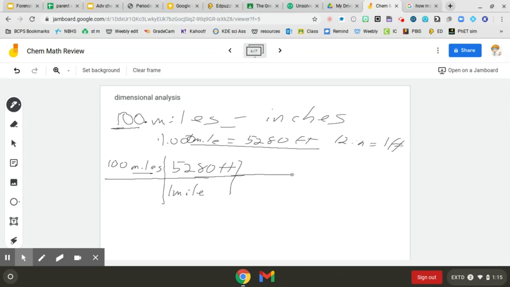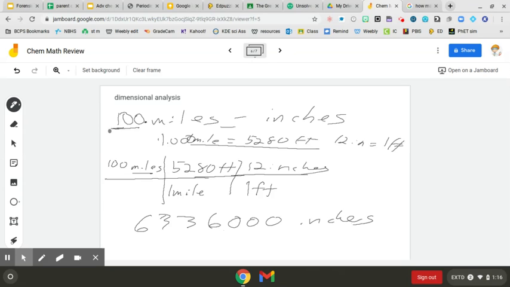So anyway, to get from feet to inches, now I want my feet term on the bottom. 1 foot is 12 inches. So when I put that in my calculator, I'm going to multiply across, divide down. So 100 times 5,280 divided by 1 times 12 divided by 1. Let's see, my calculator gives me 6,336,000 inches.